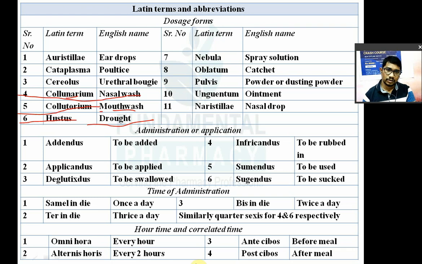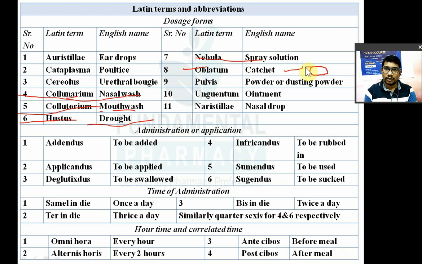Next is nebula. Nebula means what? Nebula means nasal spray. Nebula is the term for nasal spray solution. Okay. Then oblatum is nothing but the cachet. Cachet क्या होता है? It is a sachet of powder.